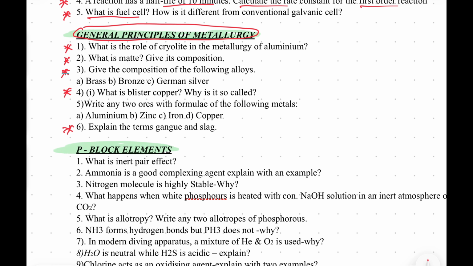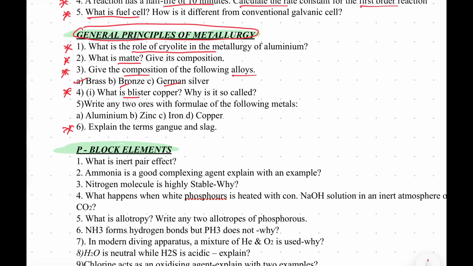We'll discuss. First one, role of cryolite. Most important question. And what is matte? This is also important. And see, this is a question repeated so many times: composition of some alloys like brass, bronze, German silver, like this. Okay, gunmetal, bell metal, they also ask. So you can see more examples also.